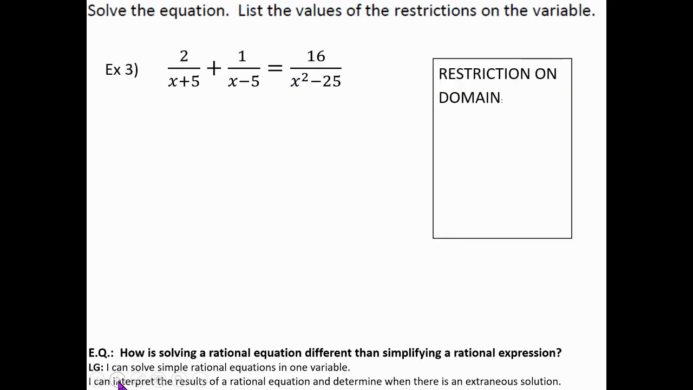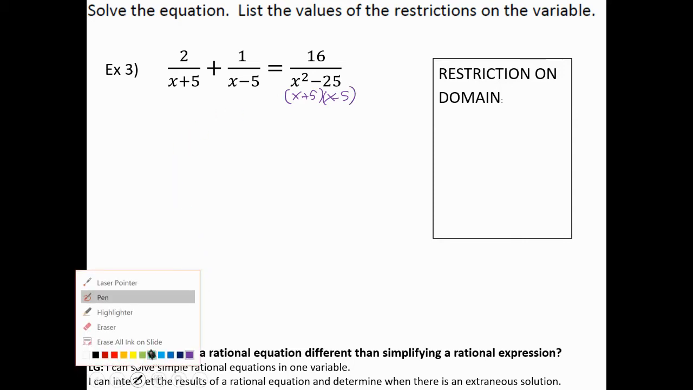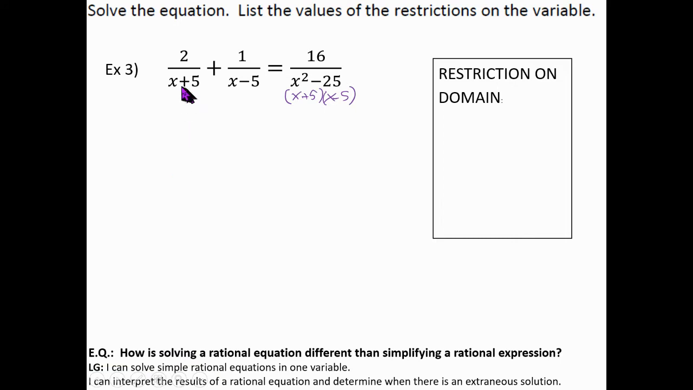Okay, here we go. For this one, we're going to go ahead and first list all of our restrictions on the domain. So I'm going to go ahead and factor this. We know it's going to be x plus 5 and x minus 5. And hopefully you realize that it's similar to this. This is x plus 5. This is x minus 5. This just has both of them.